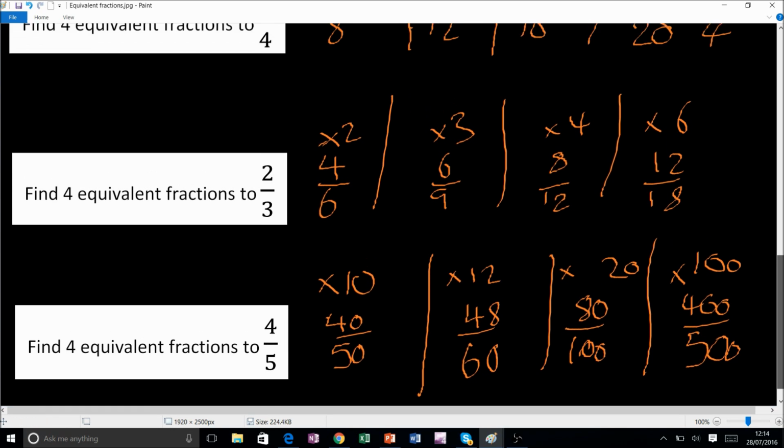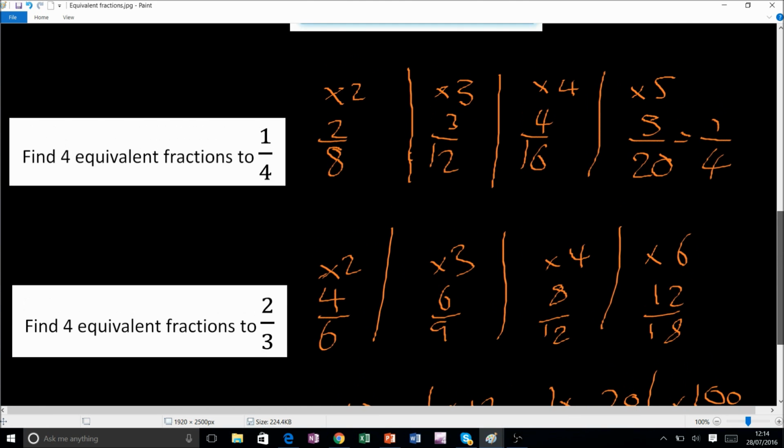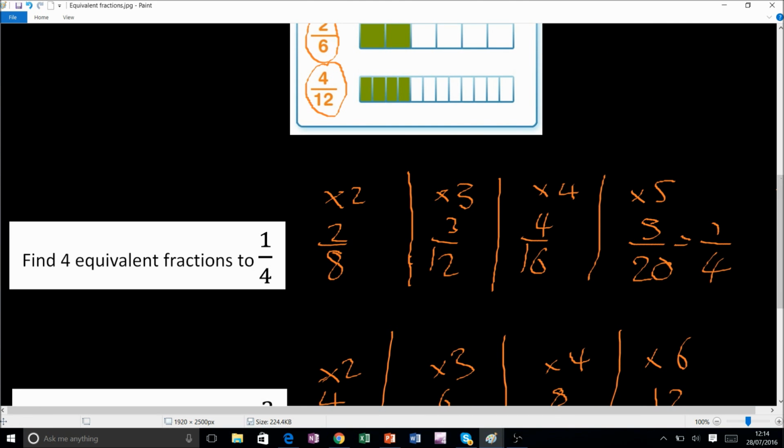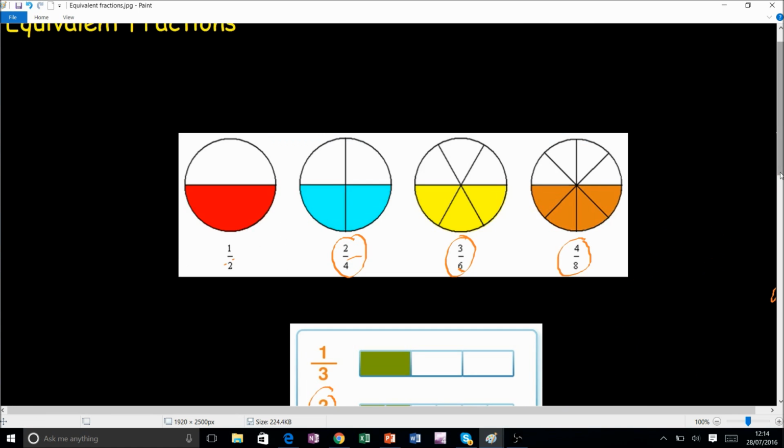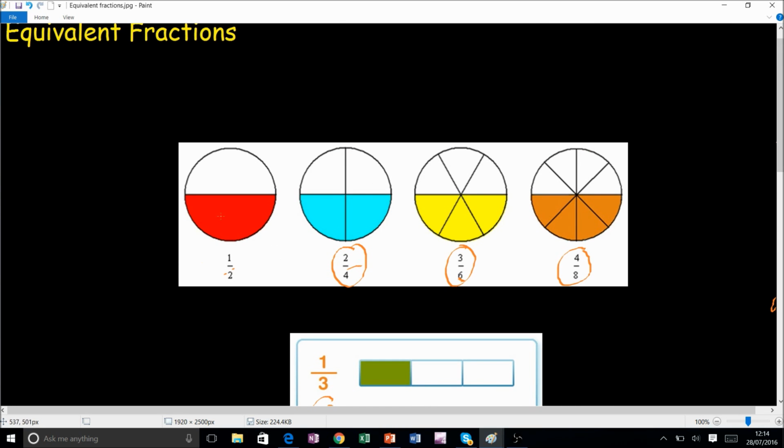So guys, in essence, that's what equivalent fractions are. They may look different, they may have different denominators and different numerators, but in essence they have the same value. Equivalent fractions are fractions that look different but have the same value.